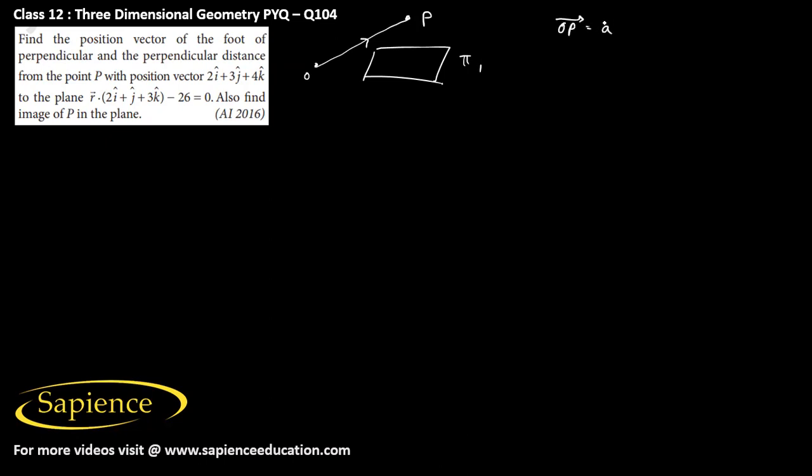So suppose we have a plane pi1 and its position vector of the foot of the perpendicular from the point P, whose position vector, suppose here is the origin, and the OP vector, you can call it as A vector, that is given as 2i cap plus 3j cap plus 4k cap. It means that the coordinates of the point P is 2, 3, 4.